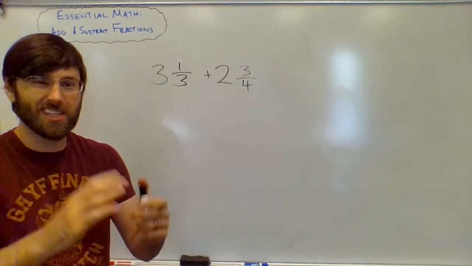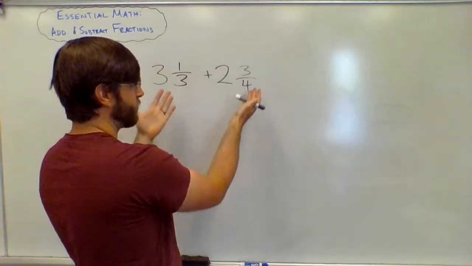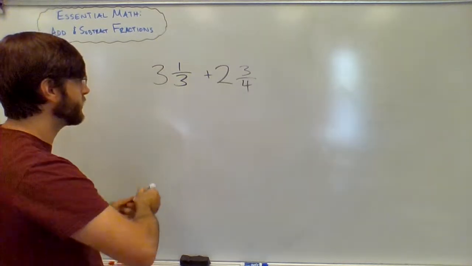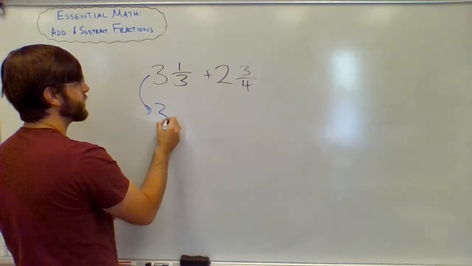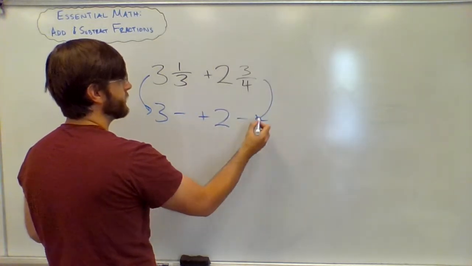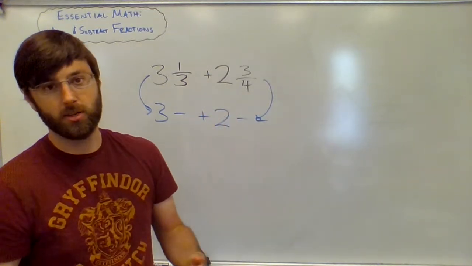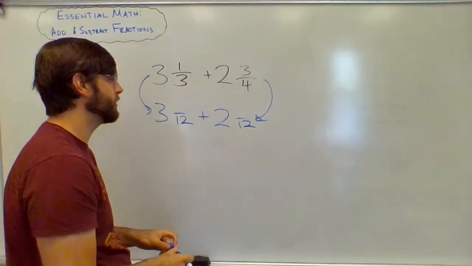Then it's the exact same process. Basically, I'm going to create common denominators. My whole numbers stay the exact same. I'm still going to have over here 3 and something plus 2 and something. What common denominator should I use? I can just do 3 times 4 is 12. I can use 12s, and in this case, that's the least common denominator, but it really doesn't matter.